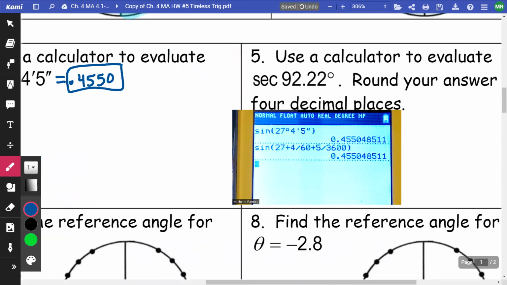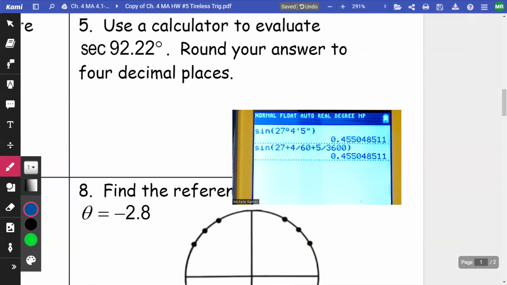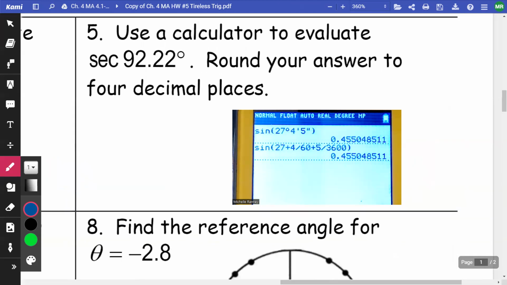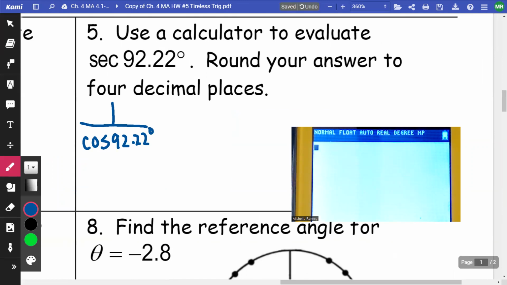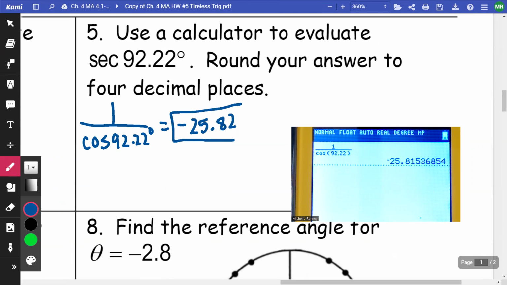On number 5, we want to put this into our calculator. So remember, S doesn't go with S and C doesn't go with C. So I'm really going to go 1 over the cosine of 92.22 degrees. So 1 over cosine of 92.22 degrees. I end up with a negative 25.82. That is my answer.